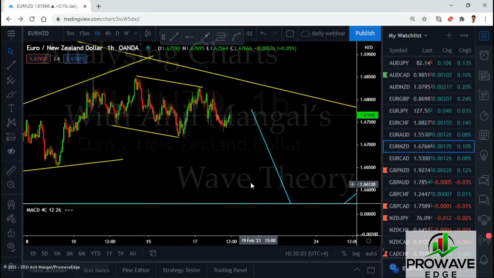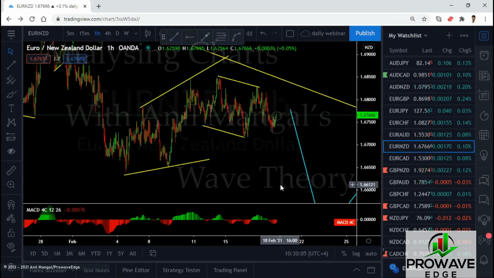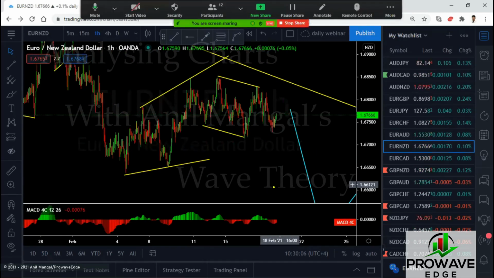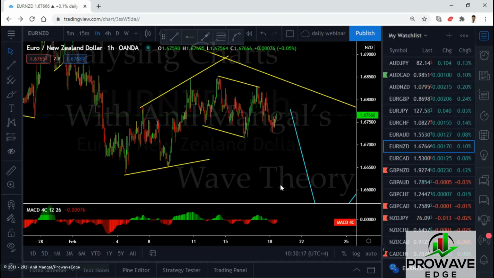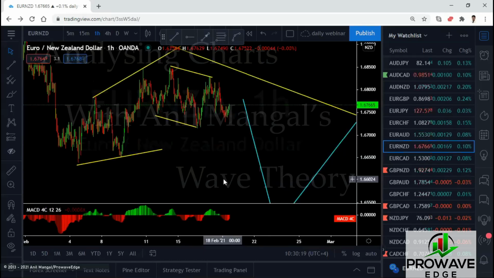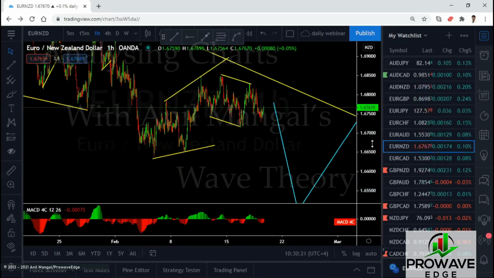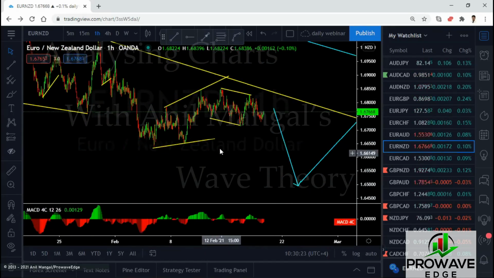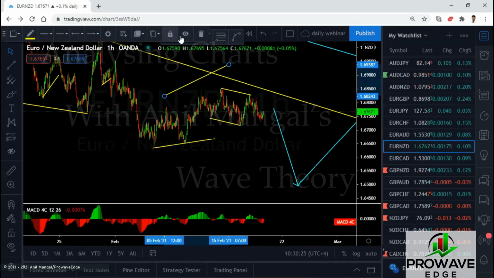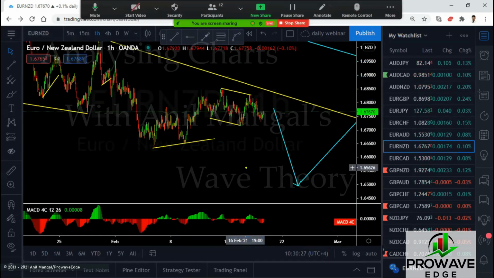Euro New Zealand. I think this will go back up. The way this pattern is looking is that this might just come here and go back up before they come down. We were expecting this to drop, right? You see the arrows telling us that that one should drop. And it's coming down, but it's not coming down the way we'd expect. It's not giving us the impulse.